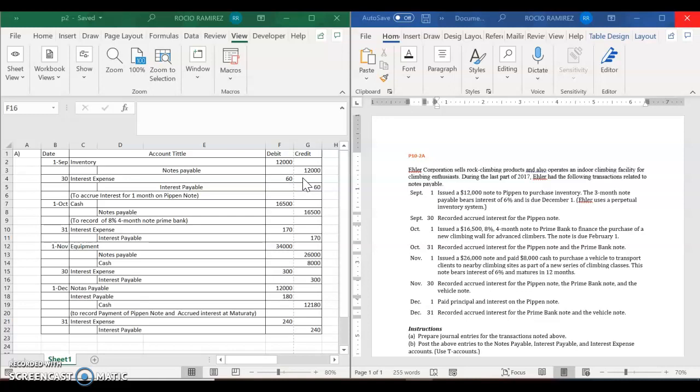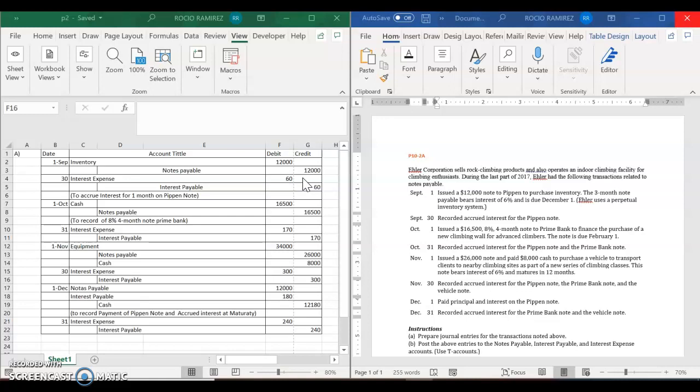The problem says Eller Corporation sells rock climbing products and also operates an indoor climbing facility for climbing enthusiasts. During the last part of 2017, Eller had the following transactions related to notes payable. September 1st says, issue a 12,000 note to Pipen to purchase inventory. The 3-month note payable bears interest of 6% and is due December 1st. Eller uses a perpetual inventory. As I remember, a perpetual inventory uses the inventory account.